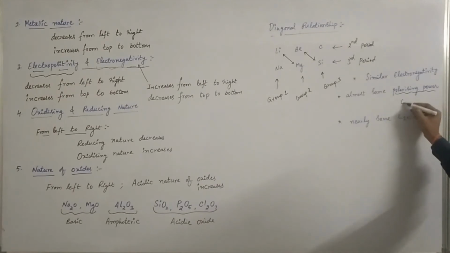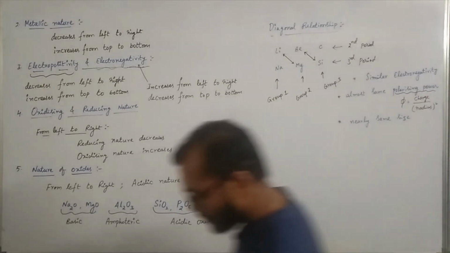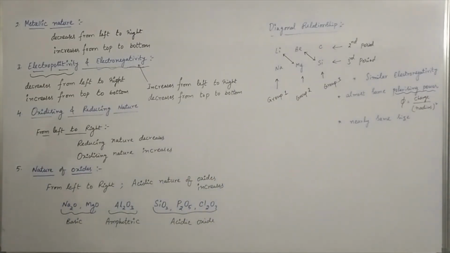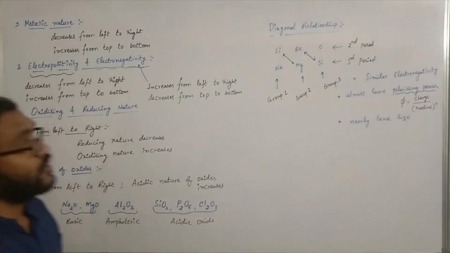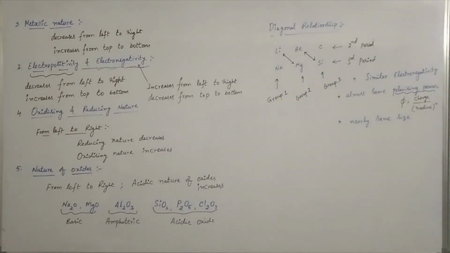Polarizing power is indicated by the symbol phi. Phi is proportional to charge upon square of radius. So diagonal relationship is observed because of these reasons: nearly the same atomic size, nearly the same electronegativity, almost the same polarizing power. Polarizing power is nothing but charge upon radius squared.